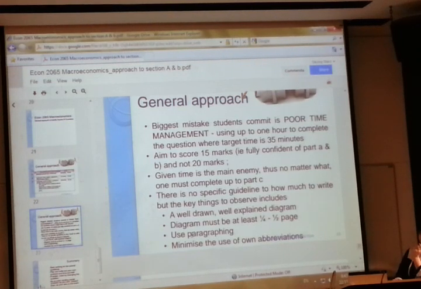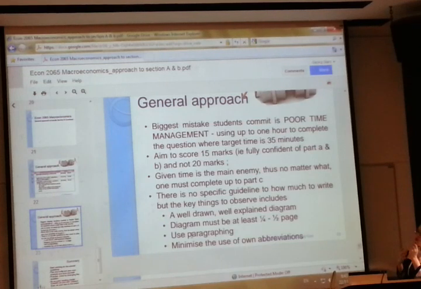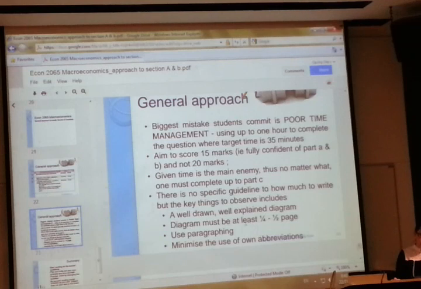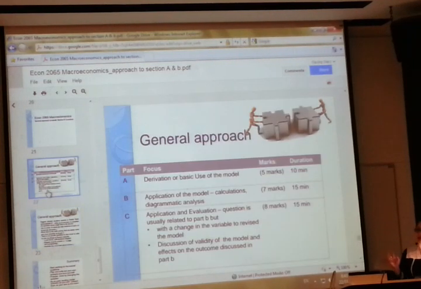Use paragraphing. Although we are not answering true or false, we are doing derivation and analysis, with our standard steps 1 to 6, but use paragraphing. Wherever possible, minimize the use of your own abbreviations. I know it's inevitable because you're running out of time, but you don't want the entire answer looking like your own mini essay, which nobody understands. So in section B, we are not doing an essay per se. It's actually 3 parts, but the answers are much longer than section A, and much more analytical.